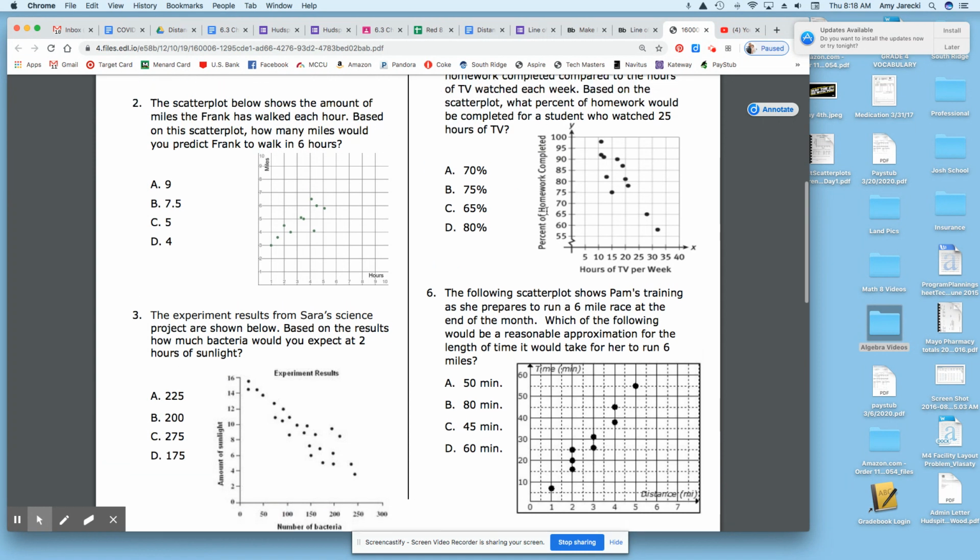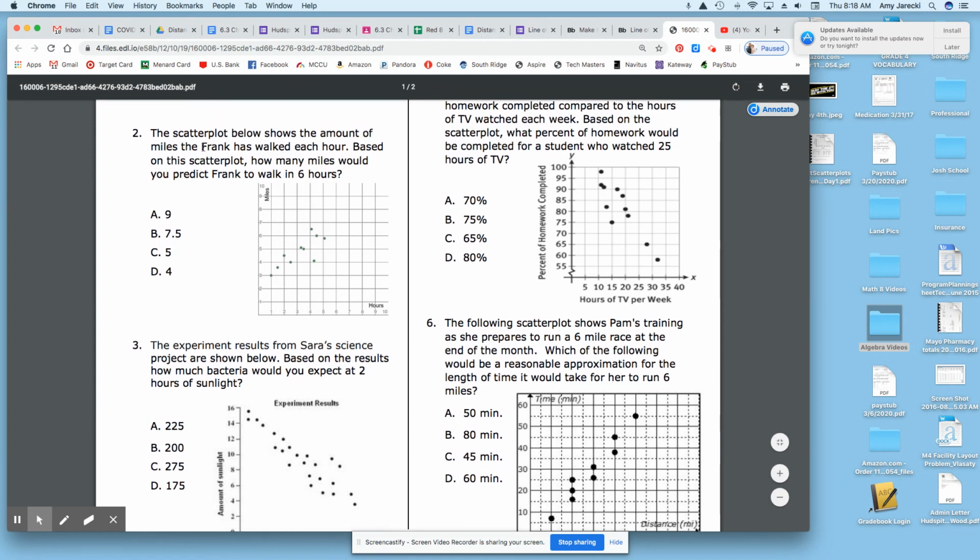And one more, number 2. The scatter plot shows the amount of miles Frank walked each hour. Based on the scatter plot, how many miles would you predict Frank walks in 6 hours? Okay. So you can see, for this run, 3 miles an hour. He walked a little more than an hour, so we got a little more than 3 miles.